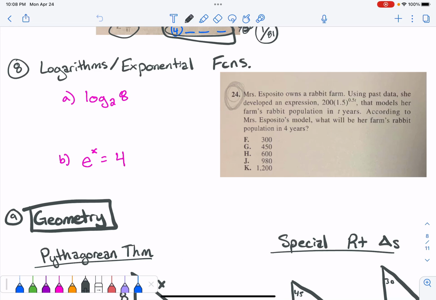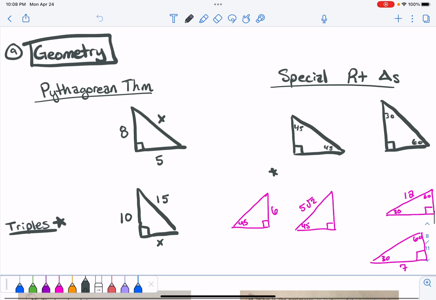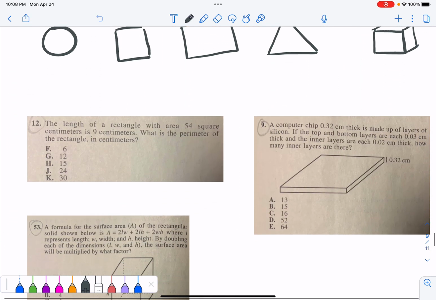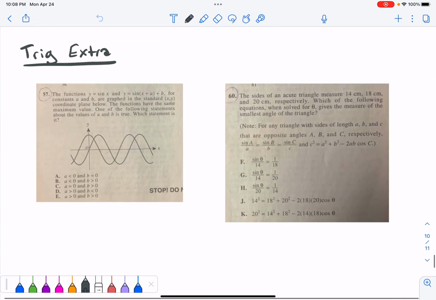Okay, guys, this is the last little bit of ACT knowledge that I have for you. We're going to start off with logs, and then the rest of this is basically geometry stuff. And then I do have some stuff down here at the bottom that I call Trig Extra. So this is the really high-end, last 10 set of problems that are a little bit harder.